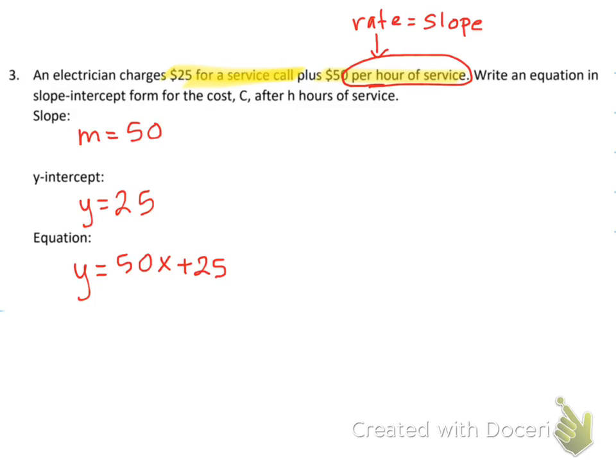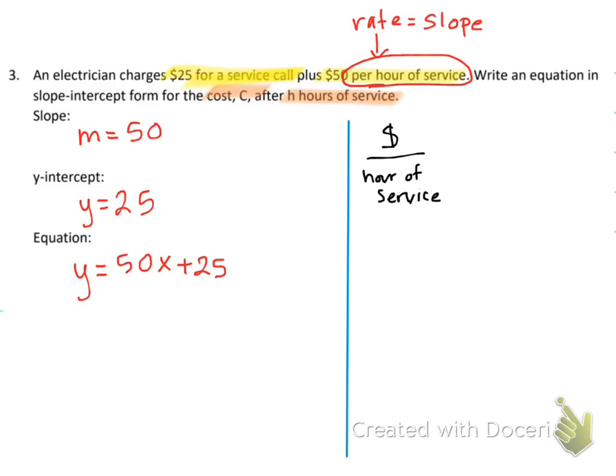But they don't want x and y. They want, what do they want? Cost for C and H of hours of service. Okay, so let's write our rate. Our rate was money per service, because it was the $50 per hour of service. So let's put hour of service. Right. So our money is going to be our y, and our hour of service is going to be our x.